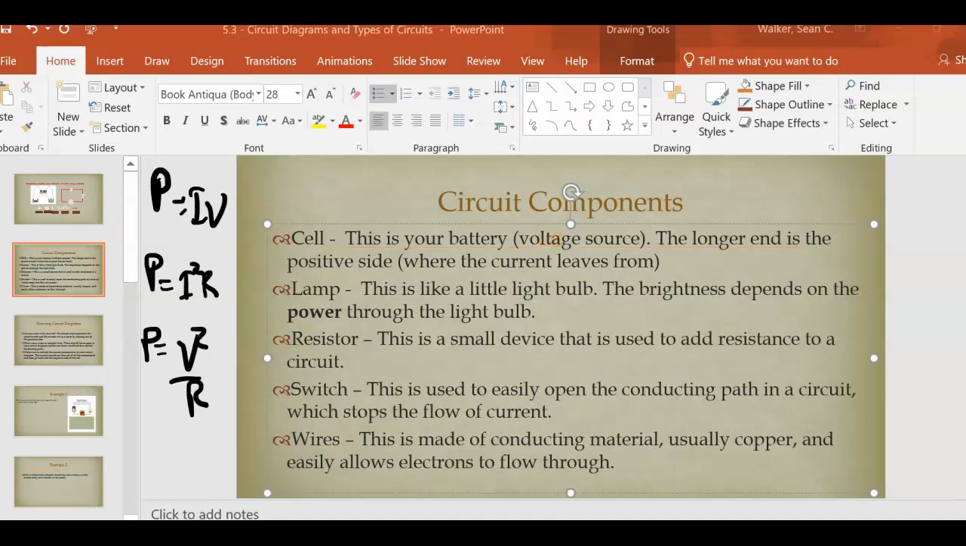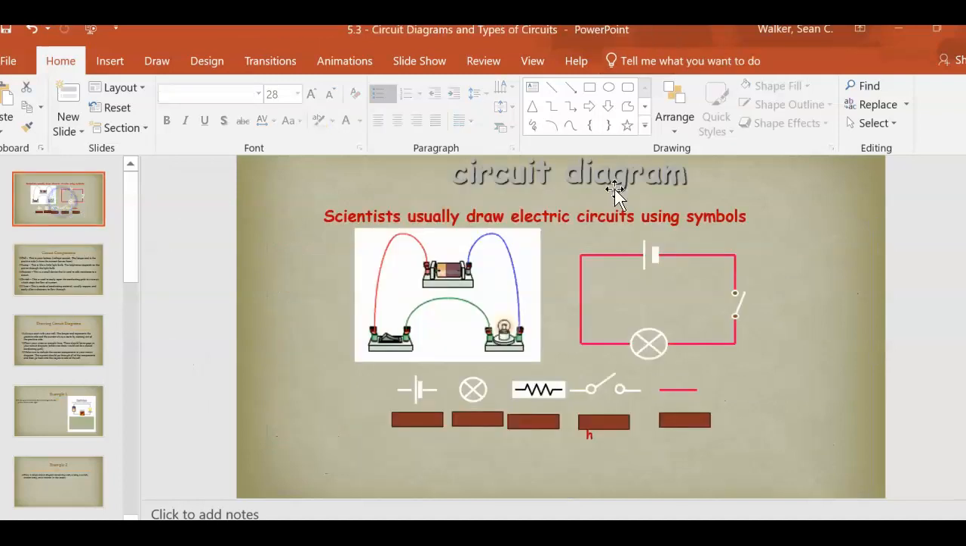Most of those different components, we saw what the symbols look like on the last slide. So let me go back so you can see this. We saw, for example, the cell. So this is a cell right here. We saw the lamp, that's the circle with the X. This squiggly line right here is the symbol for a resistor.